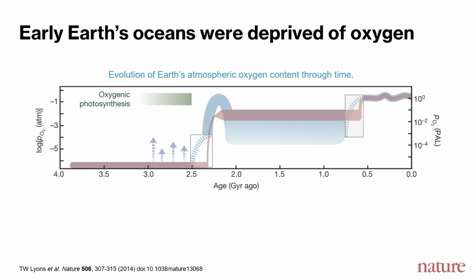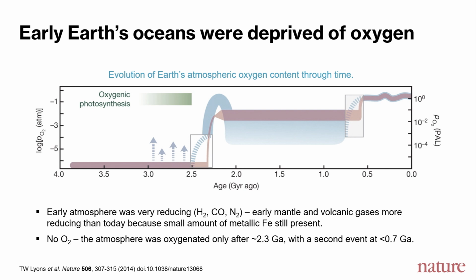I should also say something brief, although it's not the remit of my talk. It's worth noting that the early oceans were very oxygen poor, as was the atmosphere. So the Earth's atmosphere was initially very reducing, so we had lots of hydrogen, carbon monoxide, dioxide, and nitrogen. But it was overall much more reducing than it is today because there was still iron present as the core formed early on in Earth history.